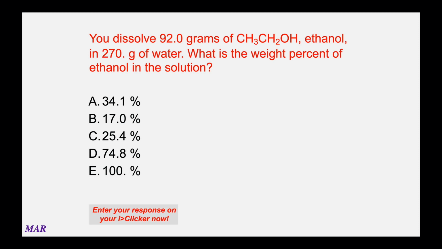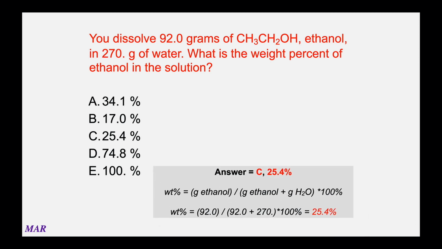So mathematically what you do is you take 92.0 in the top and you would divide it by parentheses again 270 plus 92.0 parentheses, multiply it by 100%. And if you do that, that comes out to be 25.4%. All right, this is 25.4% ethanol. Cool. Percent water, you could take 270 divided by 92 plus 270 in parentheses times 100%, or you could just take 100% minus 25.4.